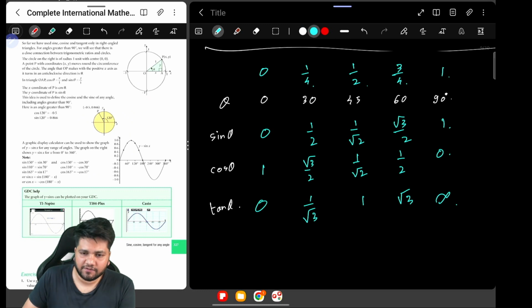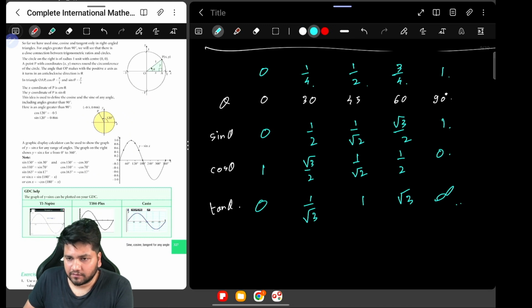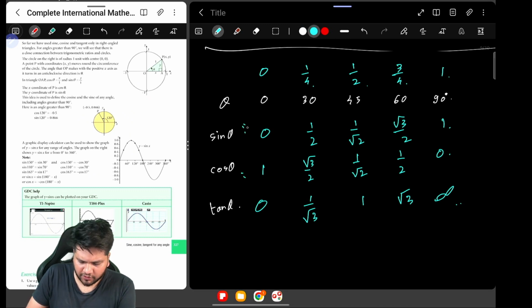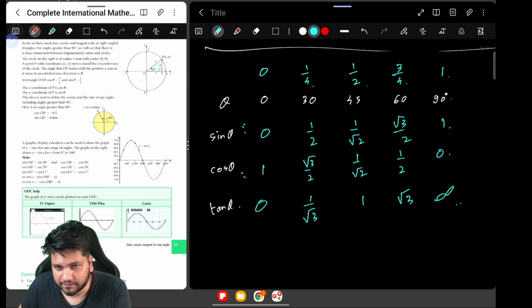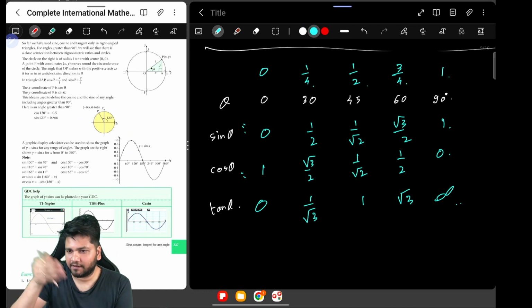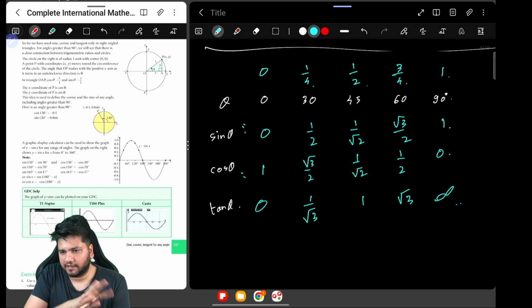Now what did you say for tan, for the last one, infinity? Sine upon cos: 0 by 1, 1 by 2 by root 3 by 2, this way. Once you understand the graph, these values are going to be very easy for you. You just have to understand the values: 1 by 2, root 3 by 2, 1 by root 2, and 0 and 1, that's it.